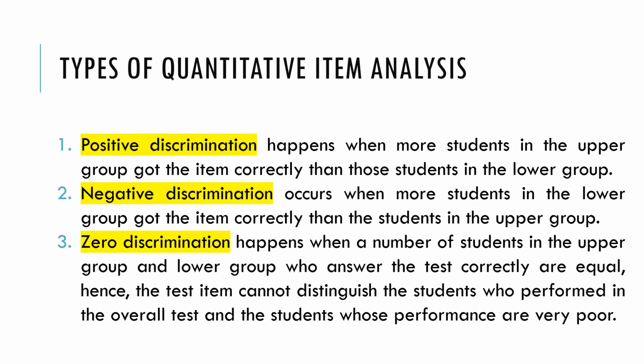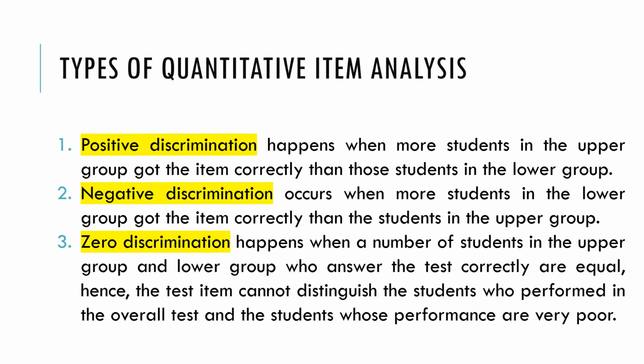It will be computed, no? So hindi yung sinasabi natin na upper yung top 5 or top 10 sa klase, yung lower yun yung kulelat, no? Hindi. To identify the upper and the lower group, we have to compute that later. Number two, negative discrimination occurs when more students in the lower group got the item correctly than those students in the upper. This is the opposite of the positive discrimination. Sa positive discrimination, mas marami ang nakakuha ng tamang sagot sa upper group kumpara sa lower group. Sa negative discrimination naman, mas marami nakakuha ng correct answer sa lower group kumpara sa upper group.